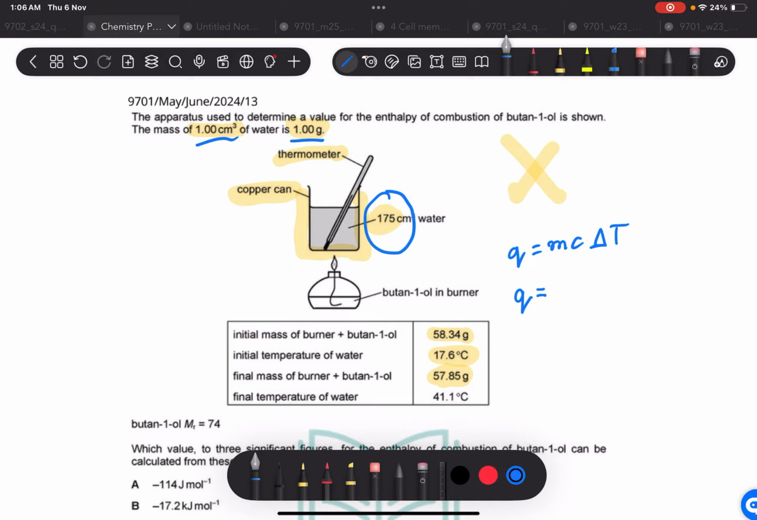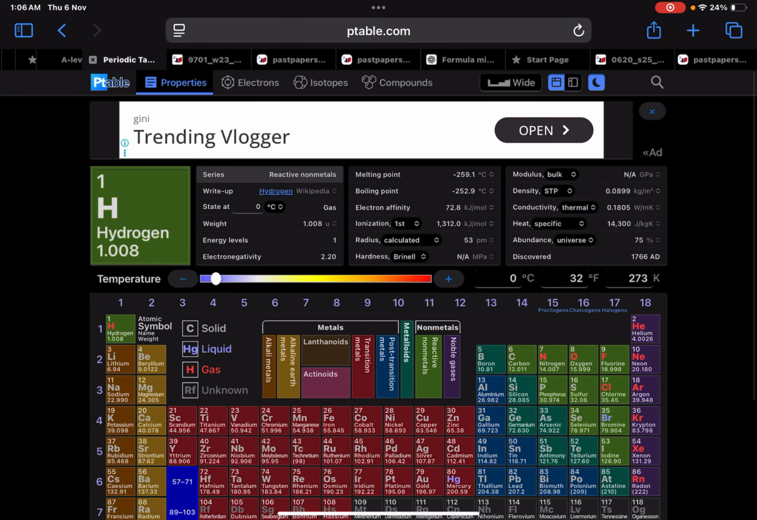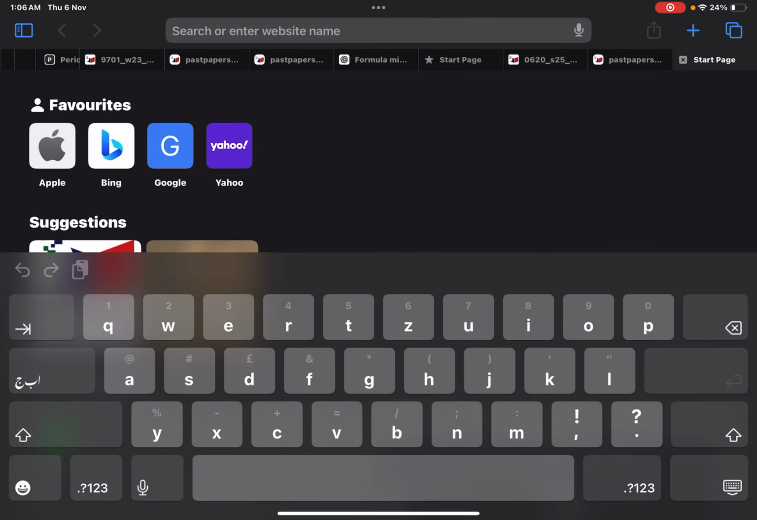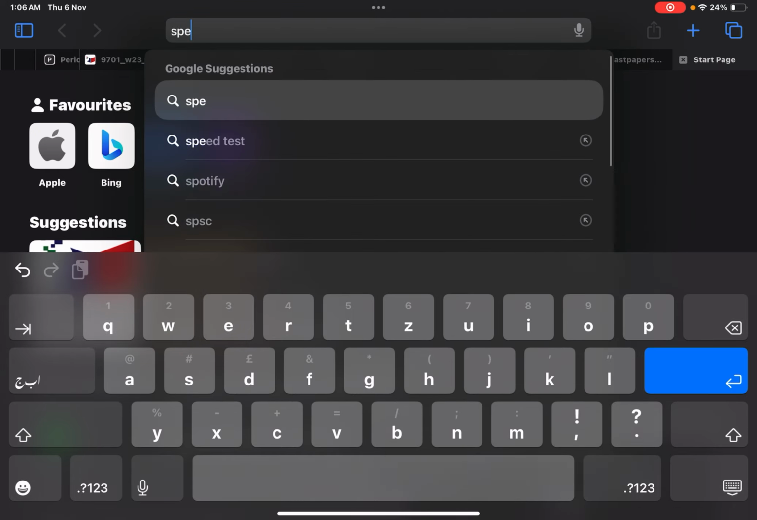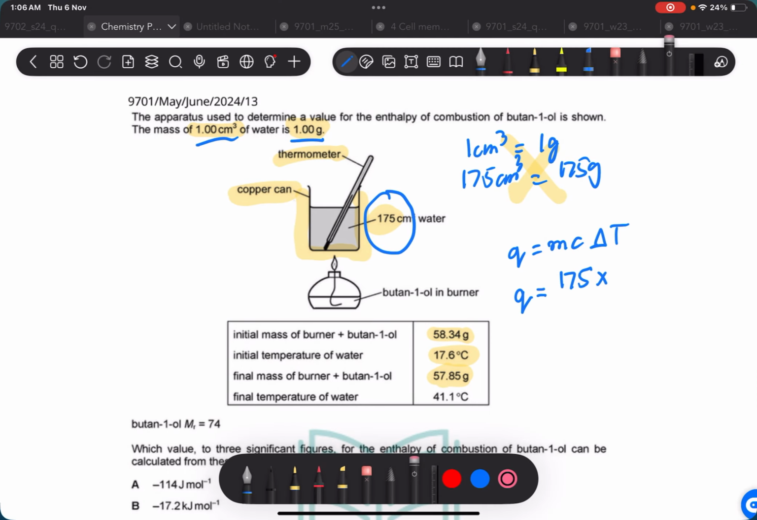1 cm cube equals 1 gram. So 175 cm cube is going to be equal to 175 grams. So mass is going to be 175 multiplied by c, the specific heat capacity of water. You should know that it has a fixed value. It's going to be given to you in the exam. The specific heat capacity of water, you don't need to learn it, it's going to be given. It is 4.18 joules per gram per kelvin.